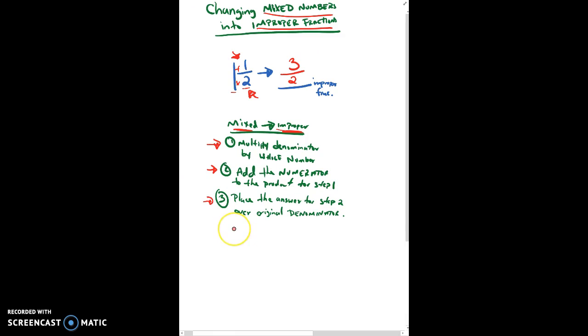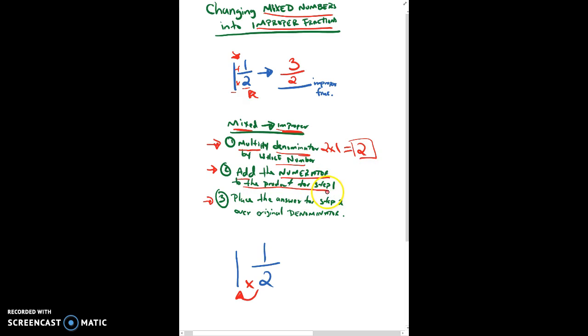So the first step here, 1 1/2. The first step is to multiply the denominator by the whole number. Okay, so here we multiply this 2 times the 1. So I'm going to write 2 times 1 here equals 2, right? That's the answer.